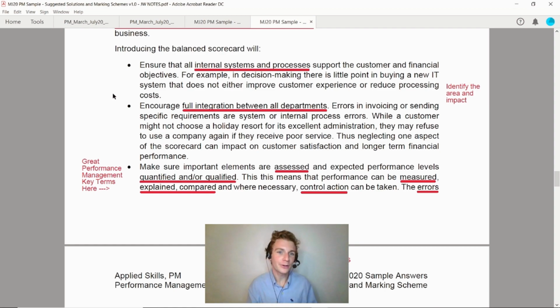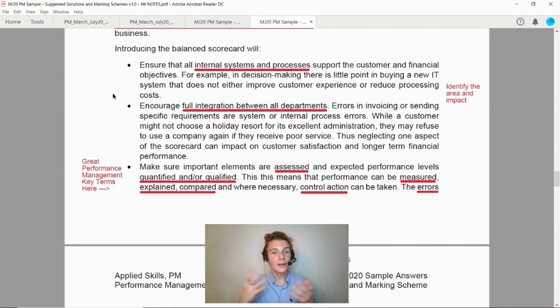But looking on to point 2 now, so encouraging full integration between all departments. One would assume that was already there, but the world of business is a precarious place. Errors in invoicing or sending specific requirements, so linking back to where were the defaults that we picked up on in the scenario. Our system or internal process errors. So question analysis, refer back to it. If you've got good notes on the side there, this is where you apply that ammunition.